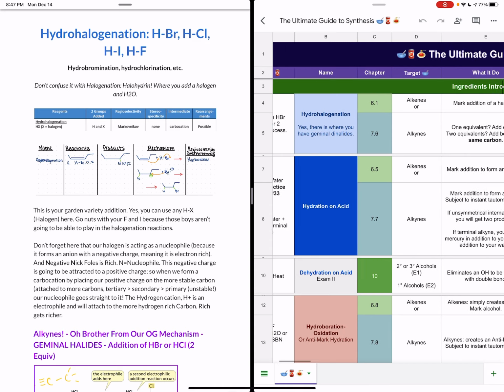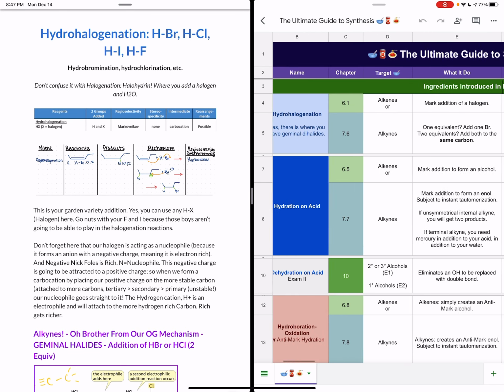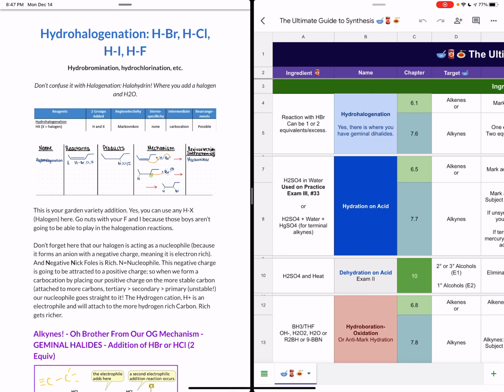So the first thing that we really learned was something called hydrohalogenation. So what is hydrohalogenation? Well, it can also be called hydrobromination. It can also be called hydrochlorination, okay? And basically what we're doing is we're adding an HBr or an HCl. This can be in one part or in excess, one equivalent or two equivalents. And they're going to react with pi bonds, so you're going to react with an alkene or an alkyne, okay?